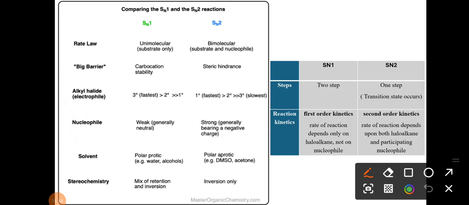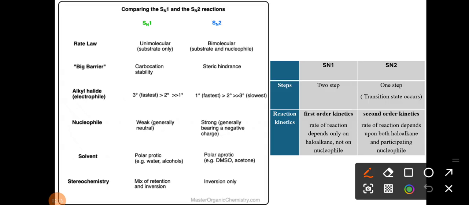Similarly for the alkyl halide, or whatever electrophile you are using in your reaction, in SN1 the tertiary is fastest, then secondary, and then primary. But in SN2 that is totally opposite. So primary, then secondary, and then tertiary, right? So that is very important, guys.